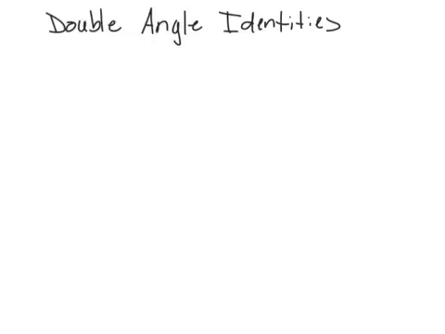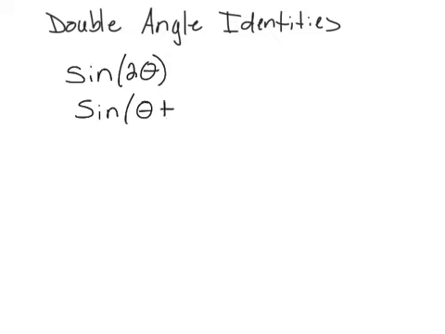Today we're going to look at the double angle identities for sine and cosine. For example, we want to figure out how to derive the sine of 2 theta. We're going to use the angle sum identity to do that, because the sine of 2 theta is actually the same as the sine of theta plus theta. So I can use the angle sum identity, but instead of x and y, they're both going to be theta.